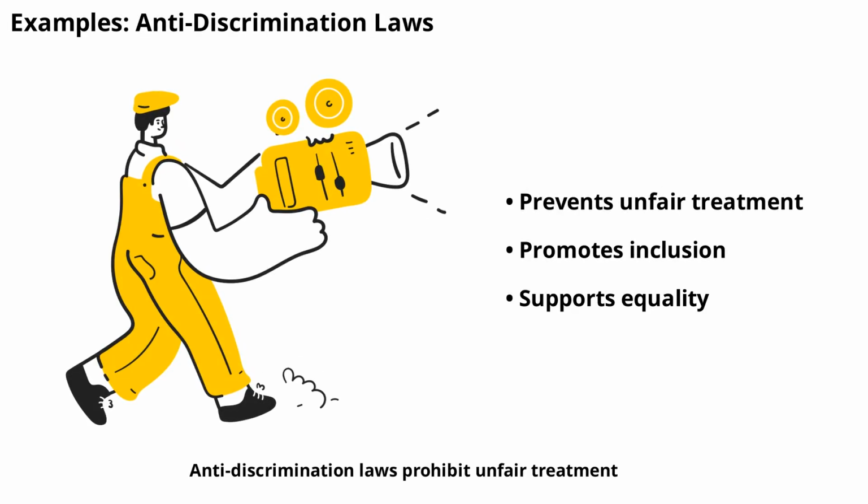Anti-discrimination laws prohibit unfair treatment based on characteristics like race, gender, or disability. These rules help create inclusive societies where everyone has equal opportunities. By enforcing anti-discrimination laws, governments promote justice and social cohesion.